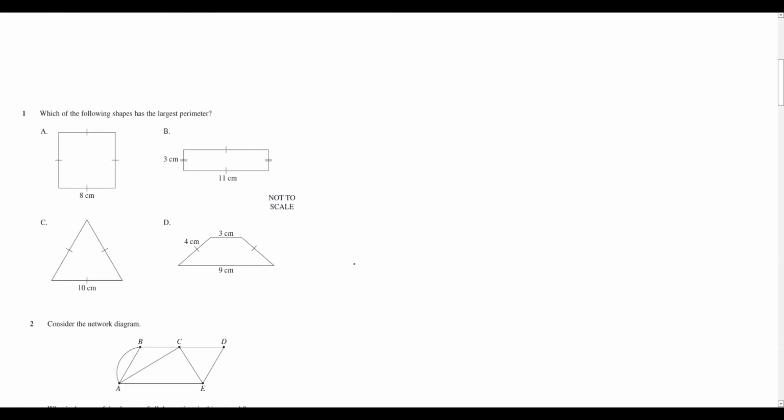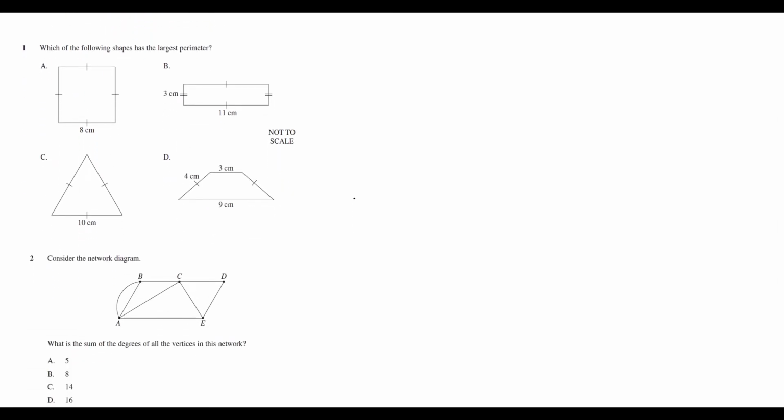So, question one, starting off fairly straightforward here. Which of the following shapes has the largest perimeter? Let's just go through them all and quickly check. So simple square, 8, 8, 8, and 8, so that'll end up being 32. 3, 11, and 11 and 3, so that one's going to have 28 centimeters as a perimeter. Equilateral triangle here, so 10, 10, 10, so it's going to be 30 centimeters for our perimeter there. And over here we've got 3 and 9, so that's 12, plus 4, 16, plus another 4, that's going to be 20. So clearly our choice here is going to be A.